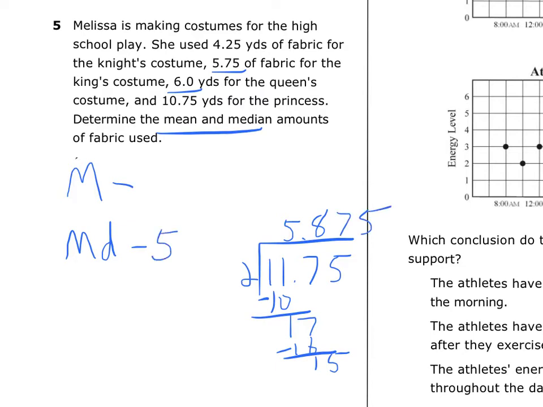So we get 5.875. I can tell you that number 5 will be multiple choice. All right.